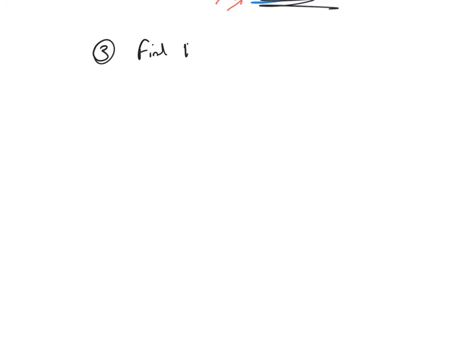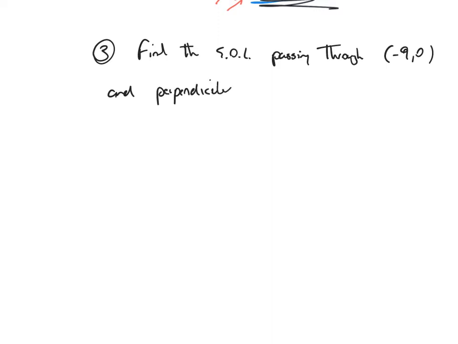Find the equation of the line passing through (minus 9, 0) and perpendicular to y equals 6x minus 4. Perpendicular means that the lines meet at a right angle. What property do we know about lines that meet at a right angle? The gradients m1 times m2 equals minus 1 when you multiply them together.